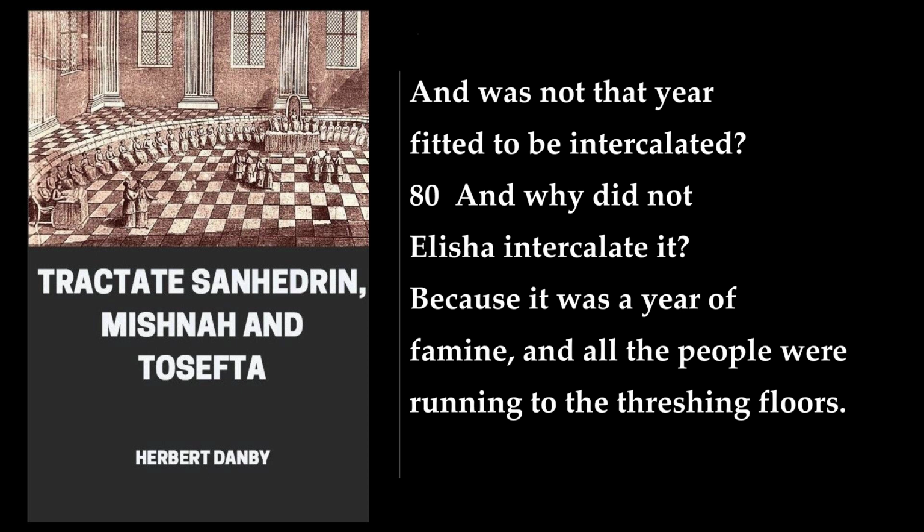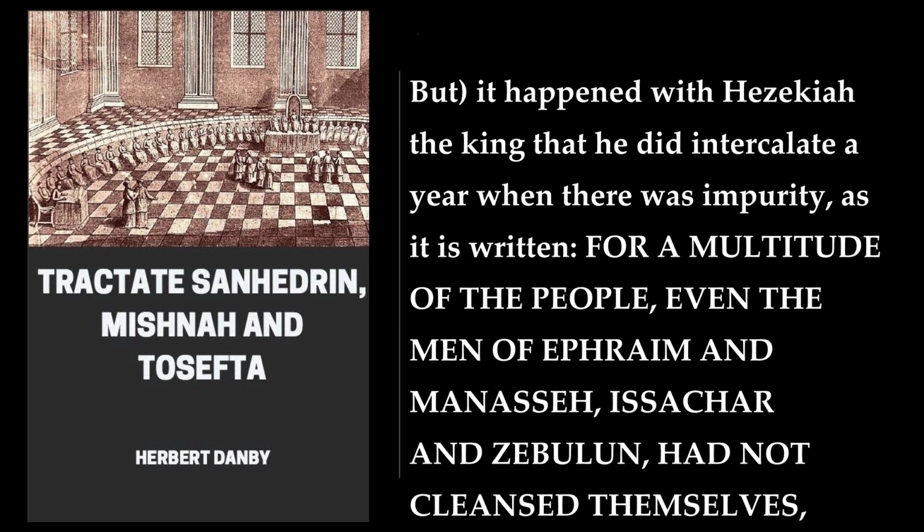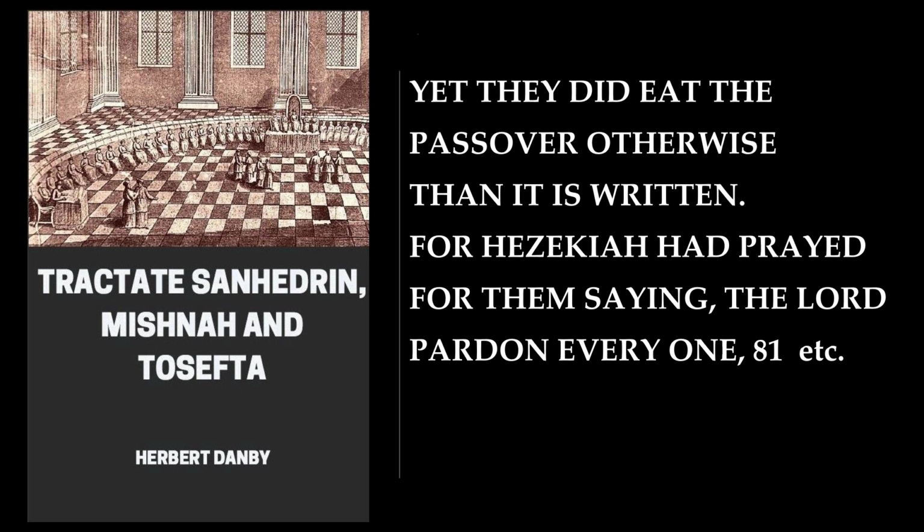And was not that year fitted to be intercalated? And why did not Elisha intercalate it? Because it was a year of famine, and all the people were running to the threshing floors. 10. They may not intercalate a year when there is impurity. But, it happened with Hezekiah the king that he did intercalate a year when there was impurity, as it is written, for a multitude of the people, even the men of Ephraim and Manasseh, Issachar and Zebulun, had not cleansed themselves. Yet they did eat the Passover otherwise than it is written.